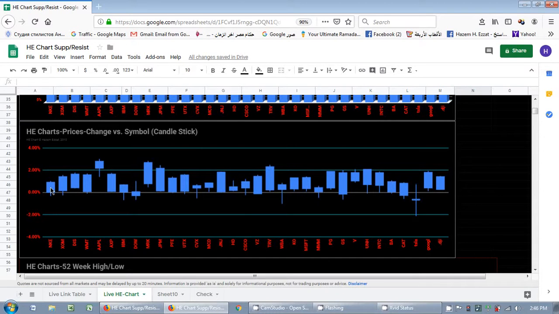This is done through price treatment, going away from plotting actual prices and treating the prices in percentages and plotting accordingly. I will be preparing a separate video to explain further the HE chart candlesticks.